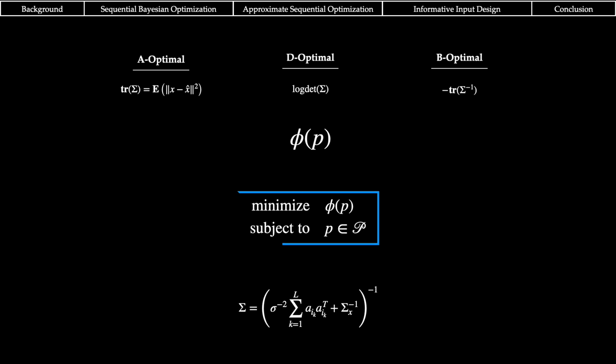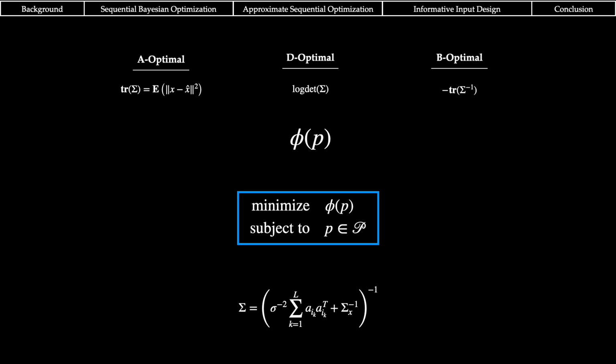And so from the optimal design of experiments field, there's a few different information objectives that we can state here. And regardless of whichever of these information objectives we're using, we can just say, okay, we have some information objective here, phi of p. So that's the amount of information that we're storing in this path. And so the informative path planning problem then becomes we want to minimize this phi of p objective subject to our path obeying these constraints. So that is the informative path planning problem here.